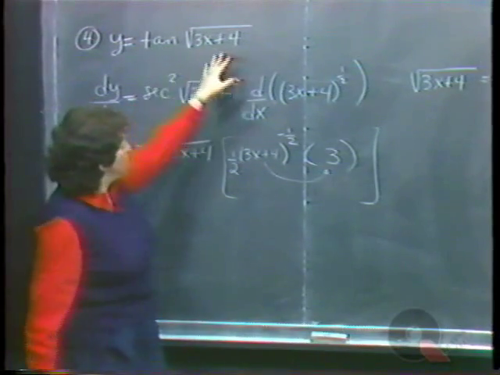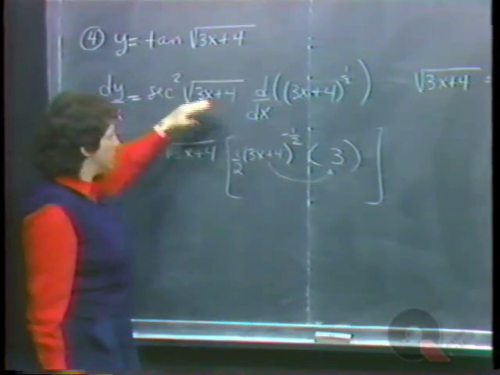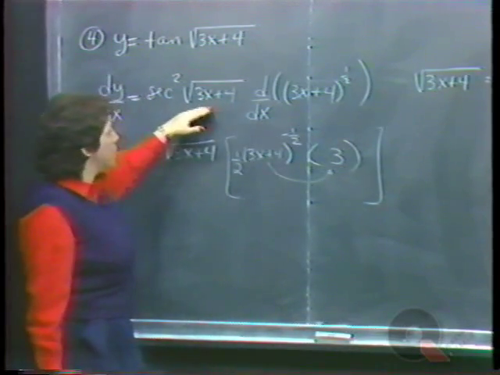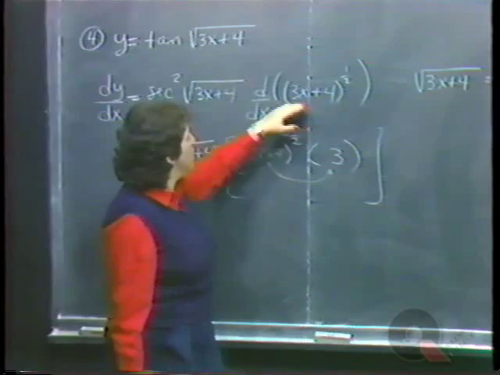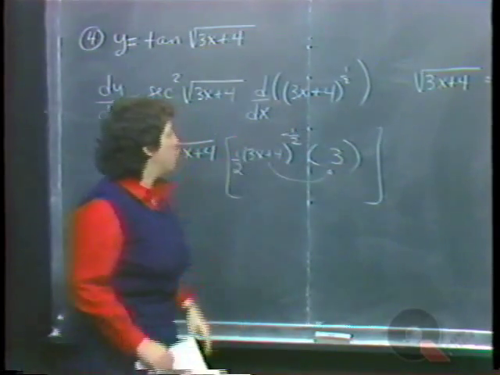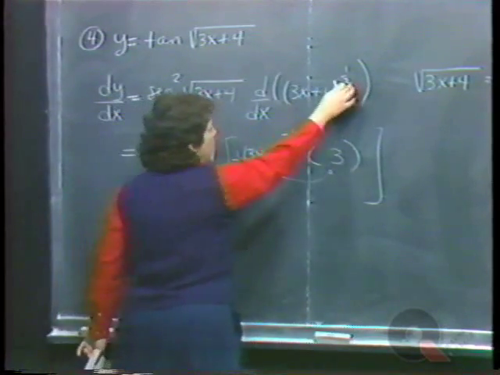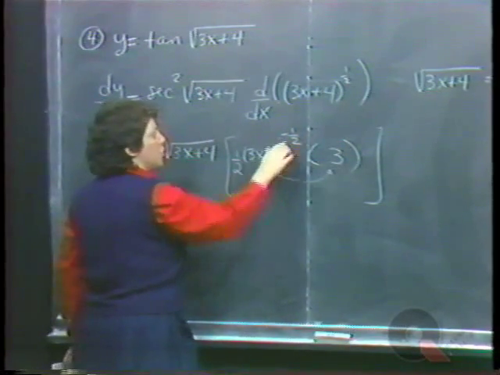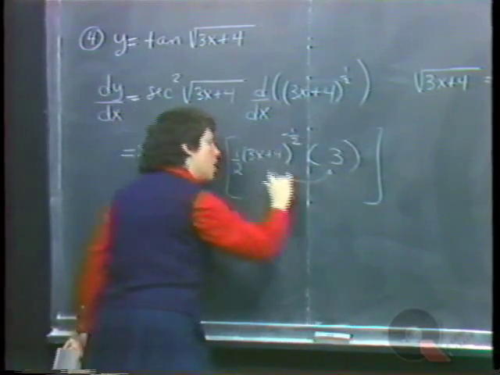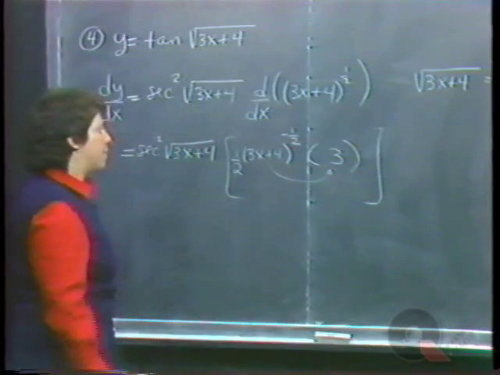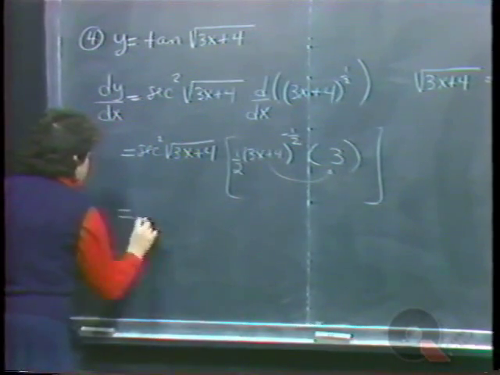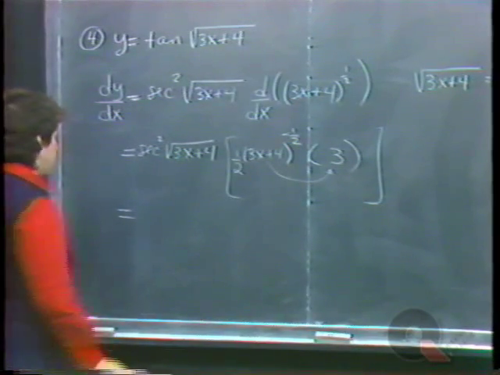The derivative of tangent of something is secant squared of the same something times the derivative of the something. The derivative of the square root of 3x plus 4, however, was the same as the derivative of 3x plus 4 to the 1/2 power. In other words, we needed to use the power rule. The derivative of a function to a power was the power times the function to the 1 less power. 1/2 minus 1 gave us minus 1/2 times the derivative of the inside. The derivative of 3x plus 4 is 3.